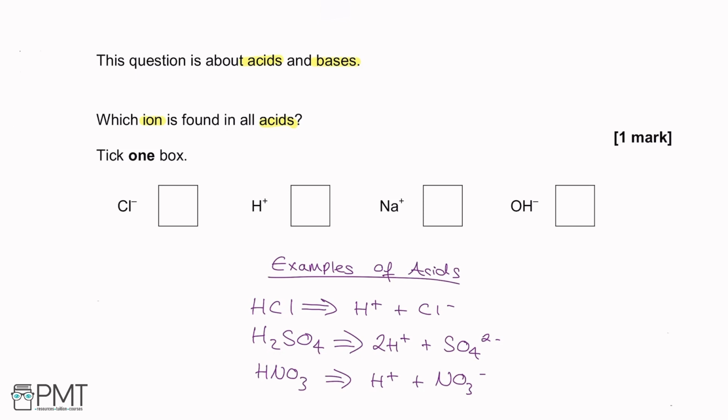And then besides it, I've broken them down into their ions. So I've said HCl is made up of a H+ and a Cl-. I've said that H2SO4 is made up of 2 H+ and an SO4 2- ion. And that HNO3 is made up of a H+ ion and an NO3- ion. Now, hopefully you're able to see that all these acids have H+ ions, okay? And that is what makes an acid an acid. Okay, all acids have H+ ions present.